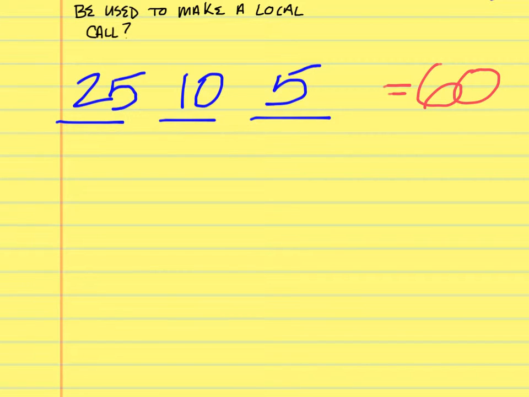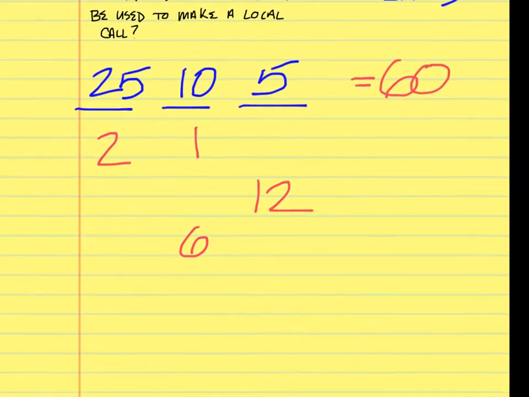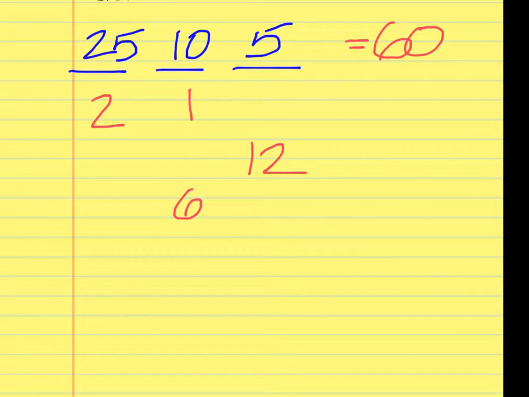Yes. 2 quarters and a dime. Yep, that would be 60 cents. Somebody else give me a different combination. Yep. 12 nickels. Yep, you could put in 12 nickels. That would give me 60 cents. Give me another combination. 6 dimes, that will give me 60 cents. Another combination.